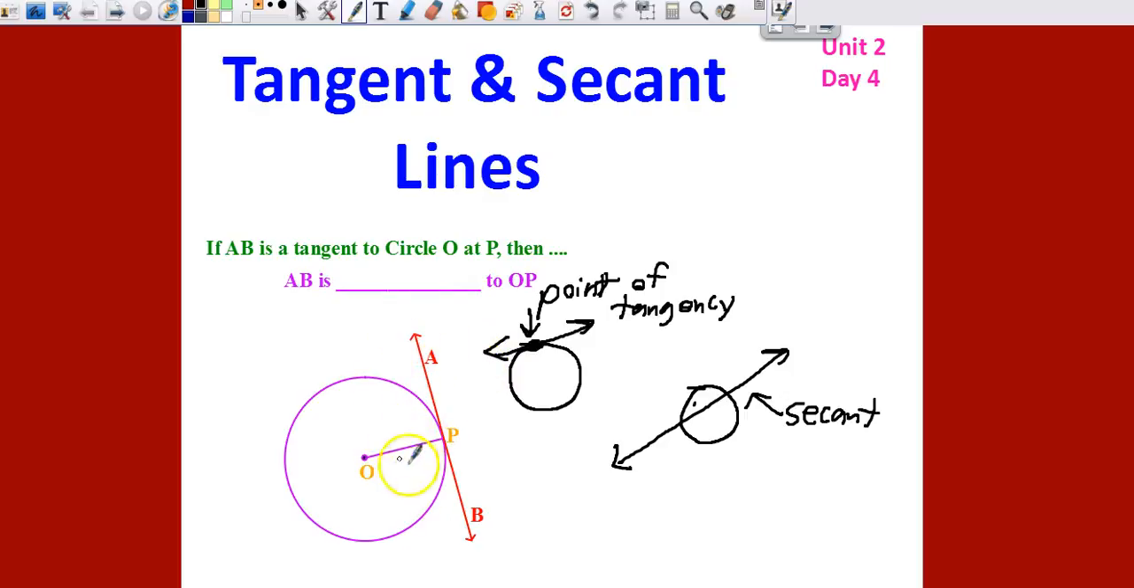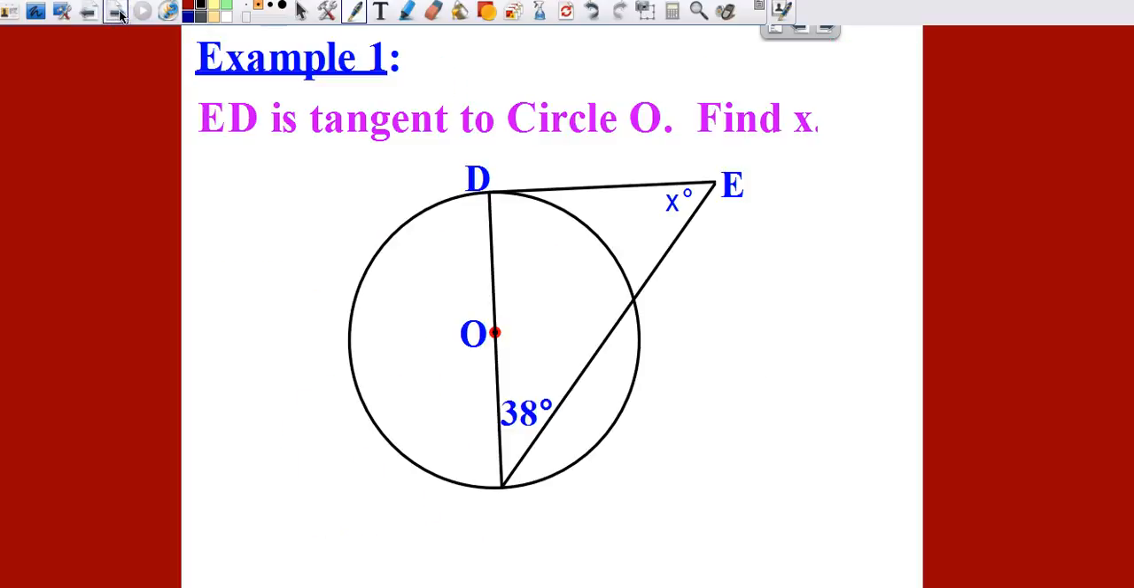If you draw a tangent and you draw a radius coming up to that point of tangency, it's going to make a right angle. So in this problem, AB is tangent to circle O at P, then we say AB is perpendicular to OP. Perpendicular, you could also use that symbol if you want. So how do we use that? We solve some problems. So you know a lot of things about right triangles, hopefully at this point.